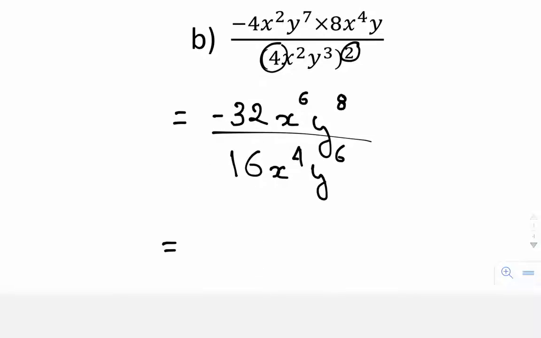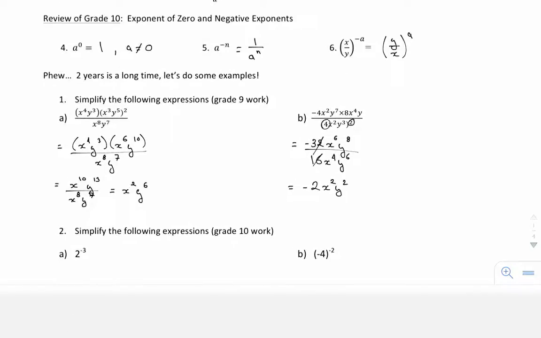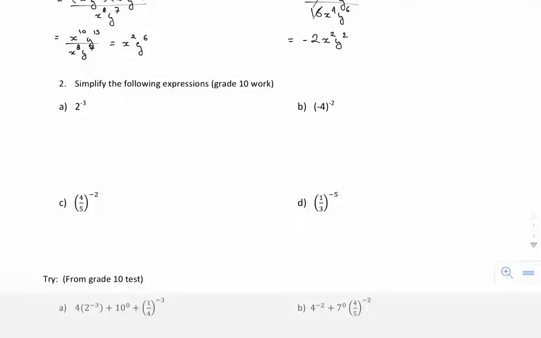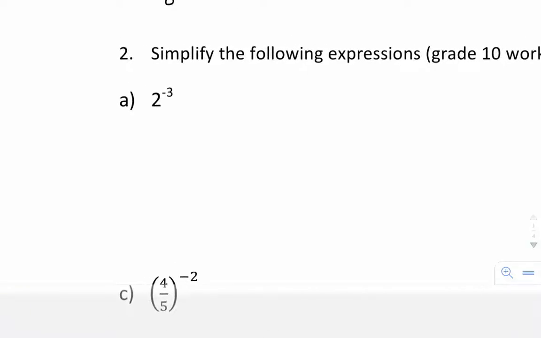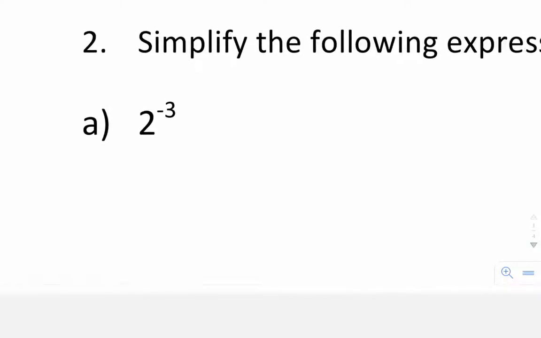And can I simplify this? Yes, 16 goes into 32 twice. The x to the 6 divided by x to the 4 drops the exponent down to 2, and same thing with the y. So there is an example from grade 9. Here's a few from grade 10. And these ones are actually a little bit simpler in terms of number of steps involved.